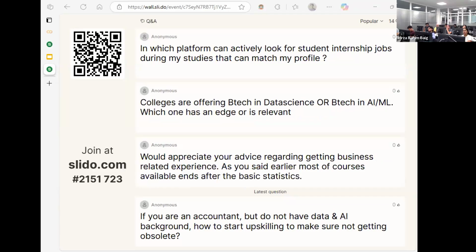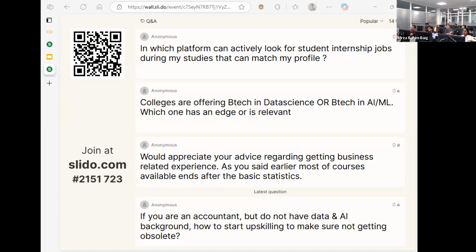Colleges are offering BTech in data science or BTech in AI ML. Which one has an edge or is relevant? I have no idea. Okay, so one problem, by the way, for everyone is that even if the college says that they have a course in AI, there's a very high chance, especially what's happening right now, that the knowledge their professors have perhaps is 3 or 5 years old. Okay?